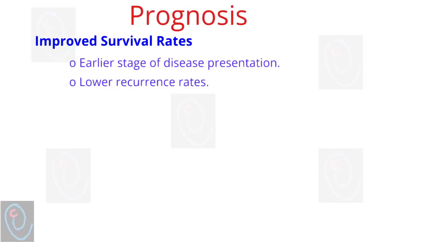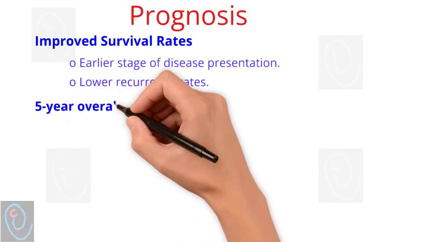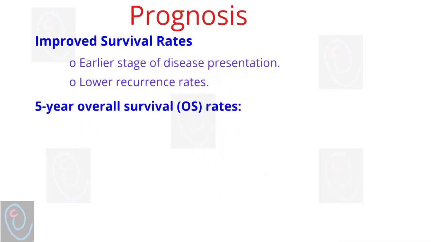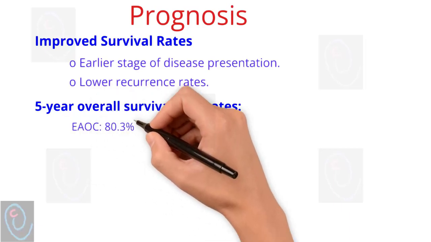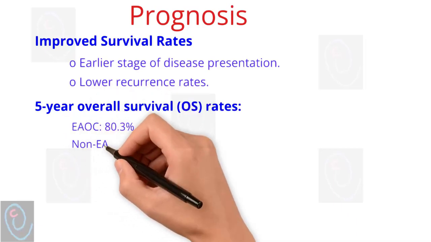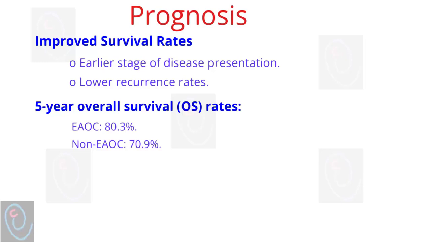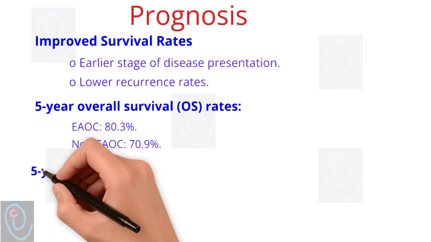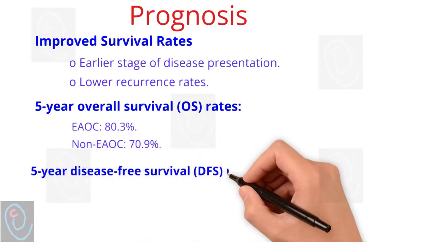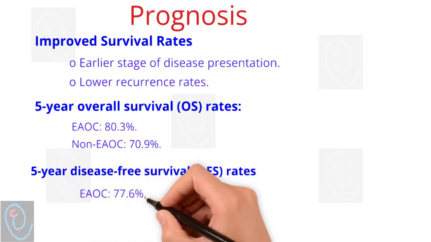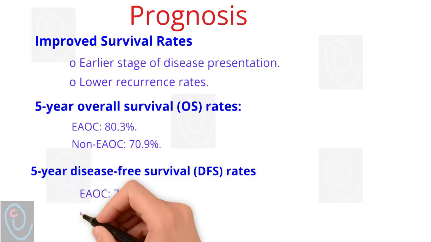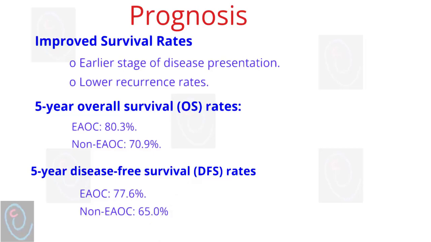ولو اتكلمنا على statistics والأرقام هنلاقي إن ال 5 year overall survival في حالات الاندوميتريوزس associated بيبقى 80%، في حالات non endometriosis associated بيبقى 70%. لو اتكلمنا على 5 year disease free survival في حالات الاندوميتريوزس associated بيبقى 77%، non endometriosis associated بيبقى 65%.